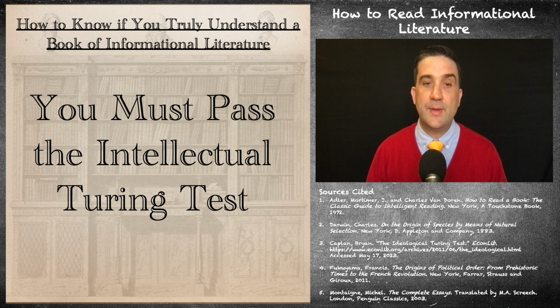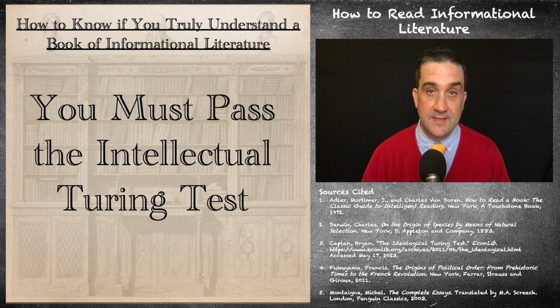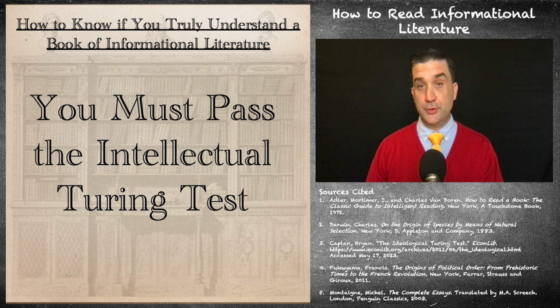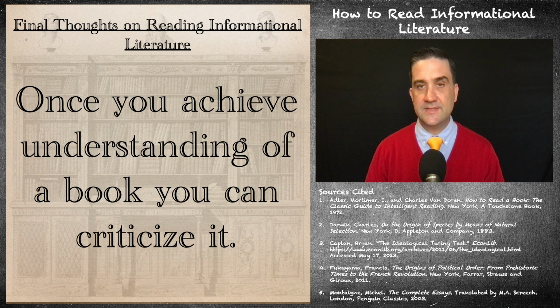So you want to be able to pass this intellectual Turing test. Reading for understanding is what is going to achieve that. So if you can pass the intellectual Turing test, you now have a comprehensive understanding of that book, and you're ready for the next step of intelligently reading informational literature. The next and final step of intelligently reading informational literature is criticizing informational literature.